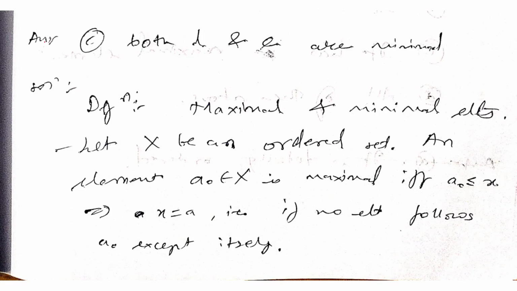So yes, the correct answer is option C, that is both D and E are minimal. So let's see what is the definition of maximal and minimal elements. So let X be an ordered set. ठीक है, ordered set से मतलब है partially ordered set. An element A naught belongs to X is maximal if and only if A naught is less than equal to X, implies X is equal to A naught. That is, if no element follows A naught except itself.